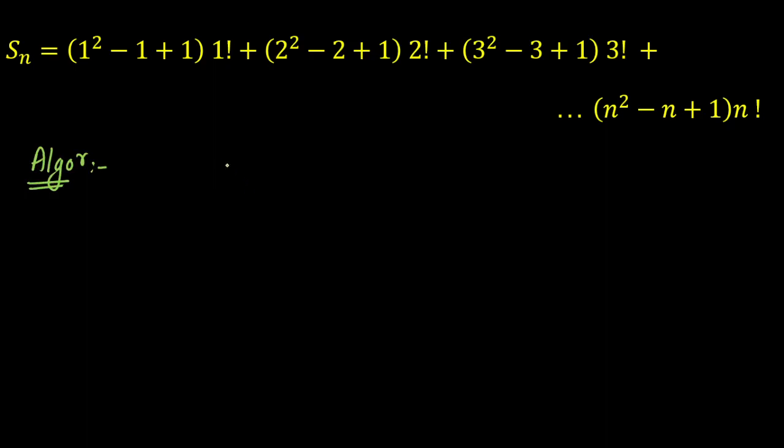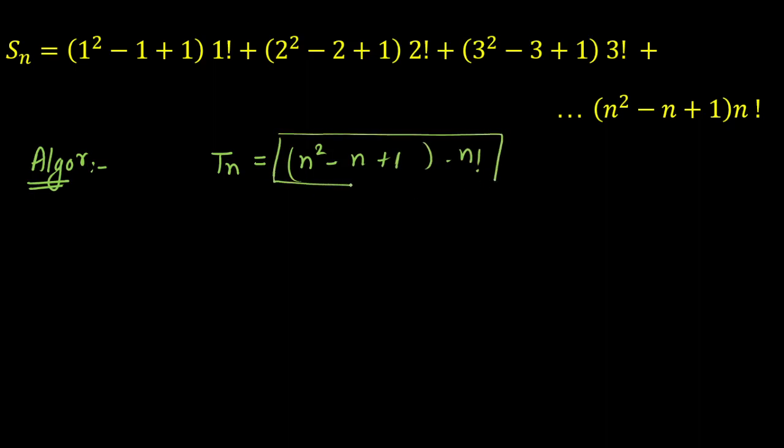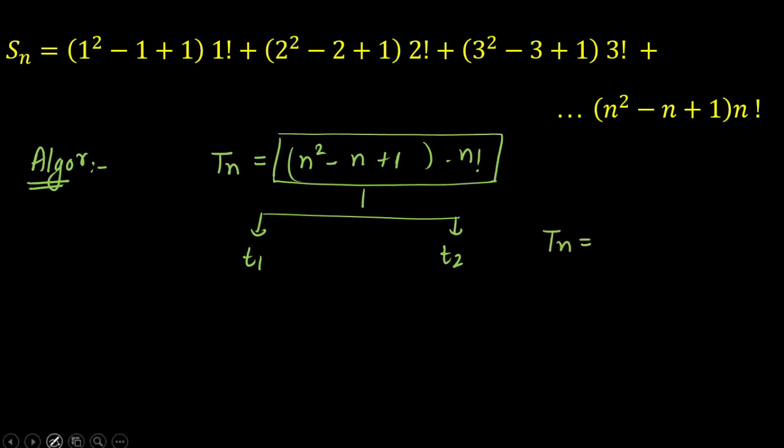Now, the first step here is we'll write the nth term. By seeing the nth term, I can write here n square minus n plus 1, multiplied by n factorial. So what we're going to do here is divide the nth term into two parts. Let's say the first part is small t1 and the second part is small t2. Now we're going to divide the nth term in such a way that the difference of two terms will give me the same term again. So I'm going to break the nth term into two terms in such a way that the difference will be reflected as this.